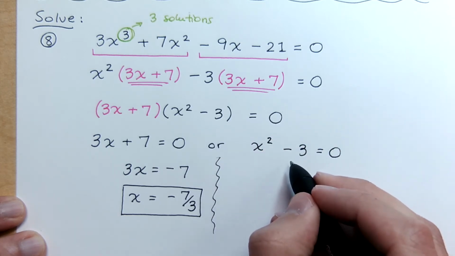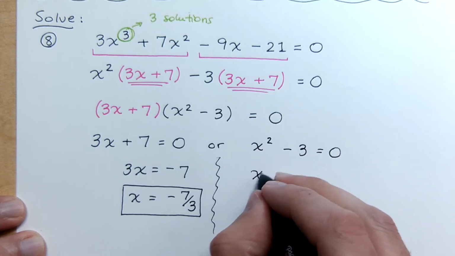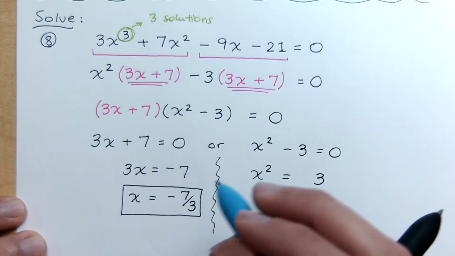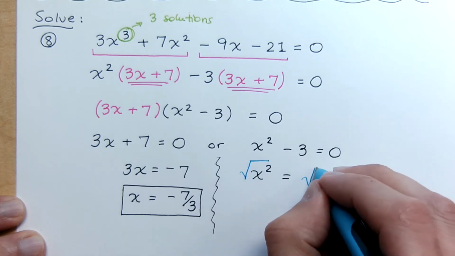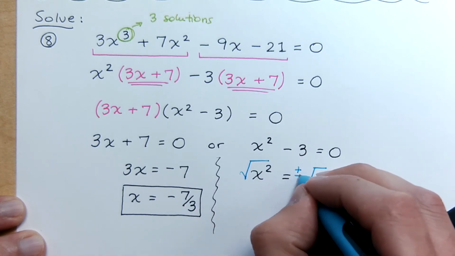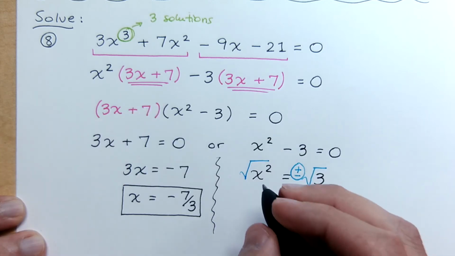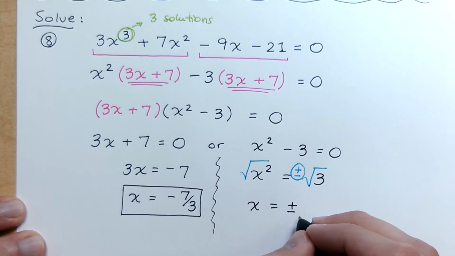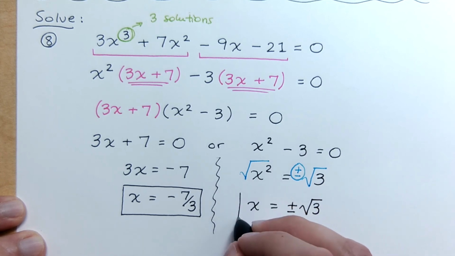Over here, this is where you're going to get your 2 extra solutions because of the square. So we move the 3 to the other side, and we apply the square root property. The original problem here is not a square root property problem, but when you break it down into smaller pieces, the square root property shows up. So x is equal to plus or minus. You try to reduce the square root of 3, but 3 is prime, so it stays just like this, plus or minus the square root of 3.